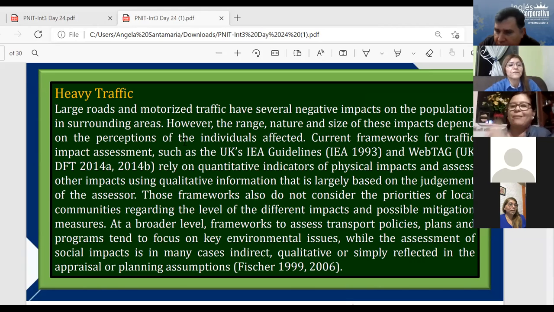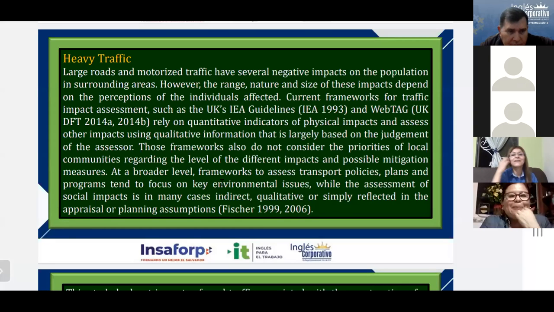Heavy traffic, large roads and motorized traffic have several negative impacts. The local community regarding the level of the different impacts and possible mitigation measures. At a broader level, frameworks to assess transport policies, plans and programs tend to focus on key environmental issues, while the assessment of the social impacts is in many cases indirect, qualitative or simply reflected in the appraisal or planning assumptions.